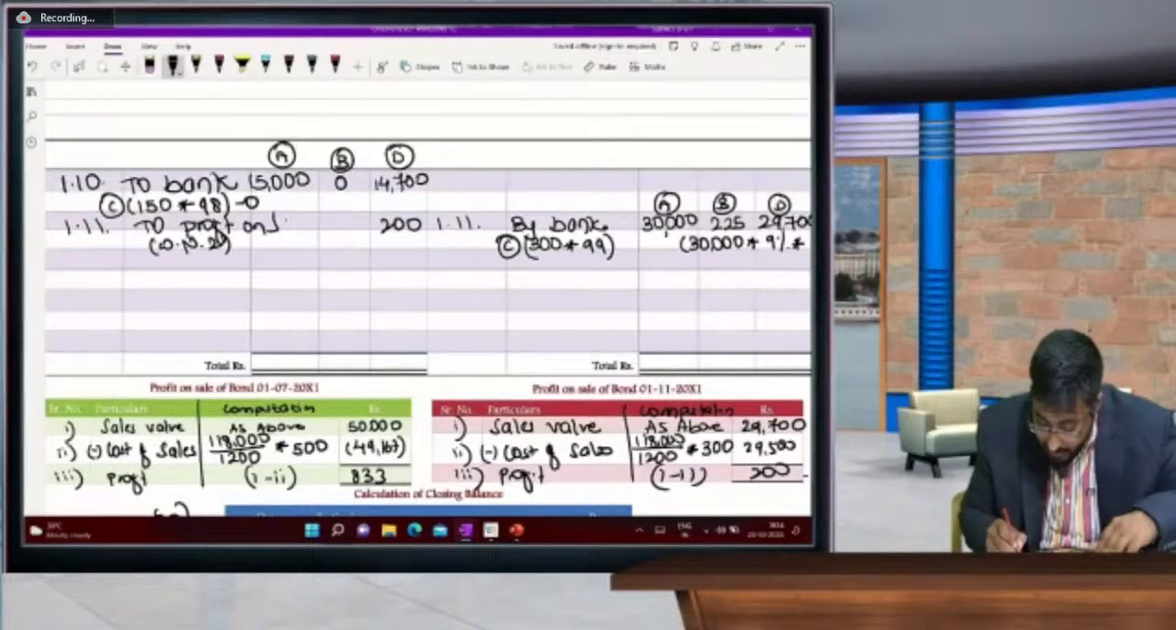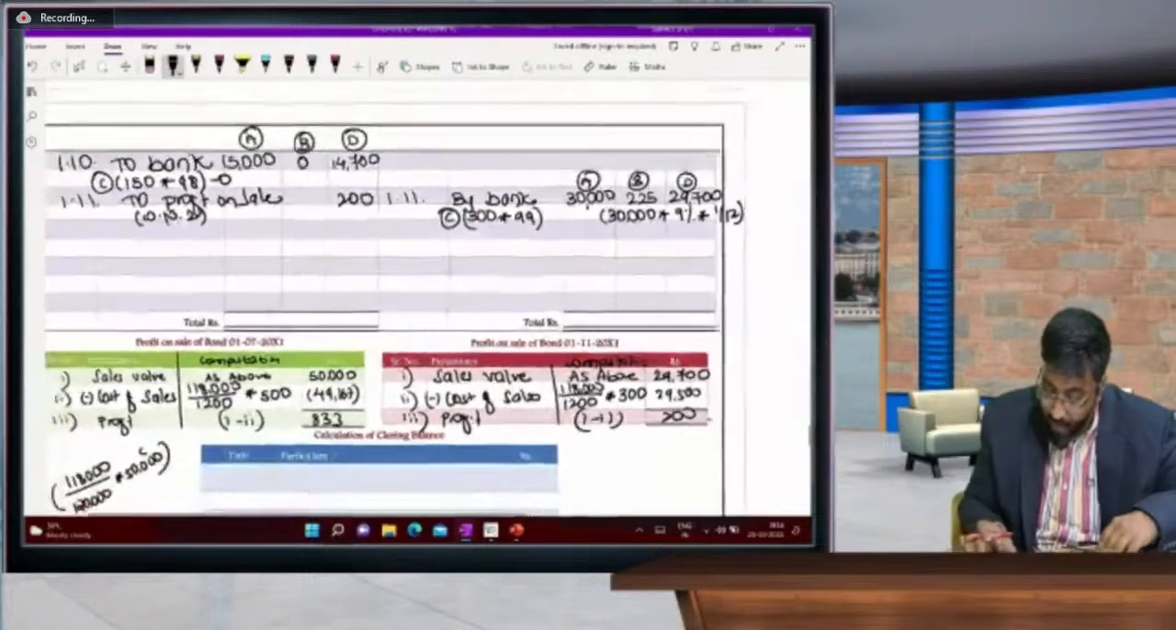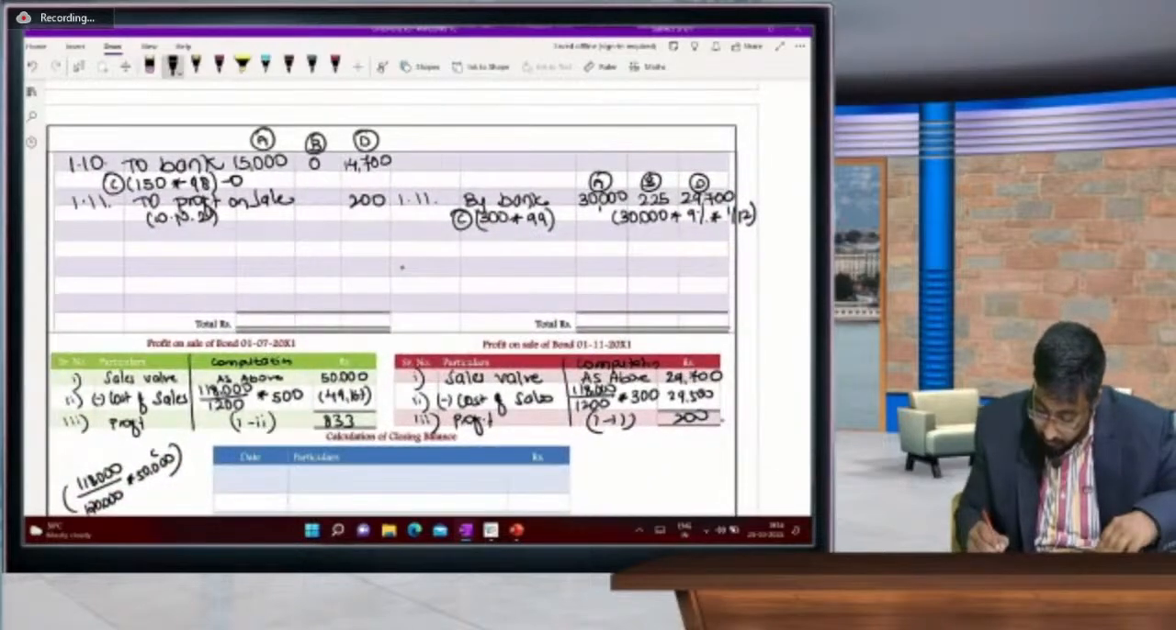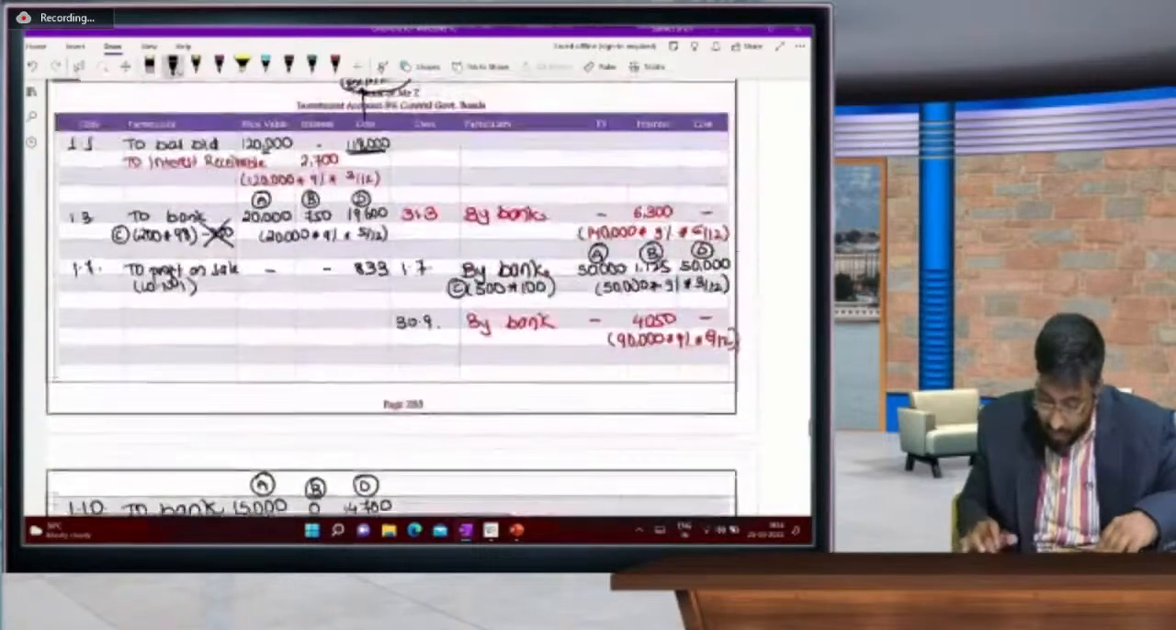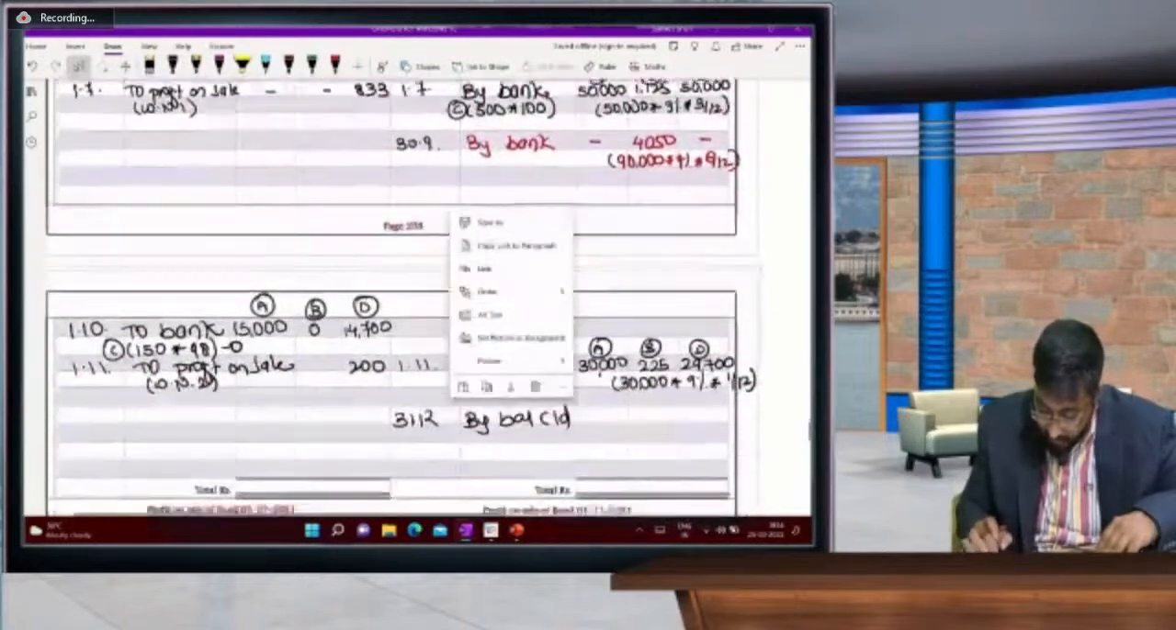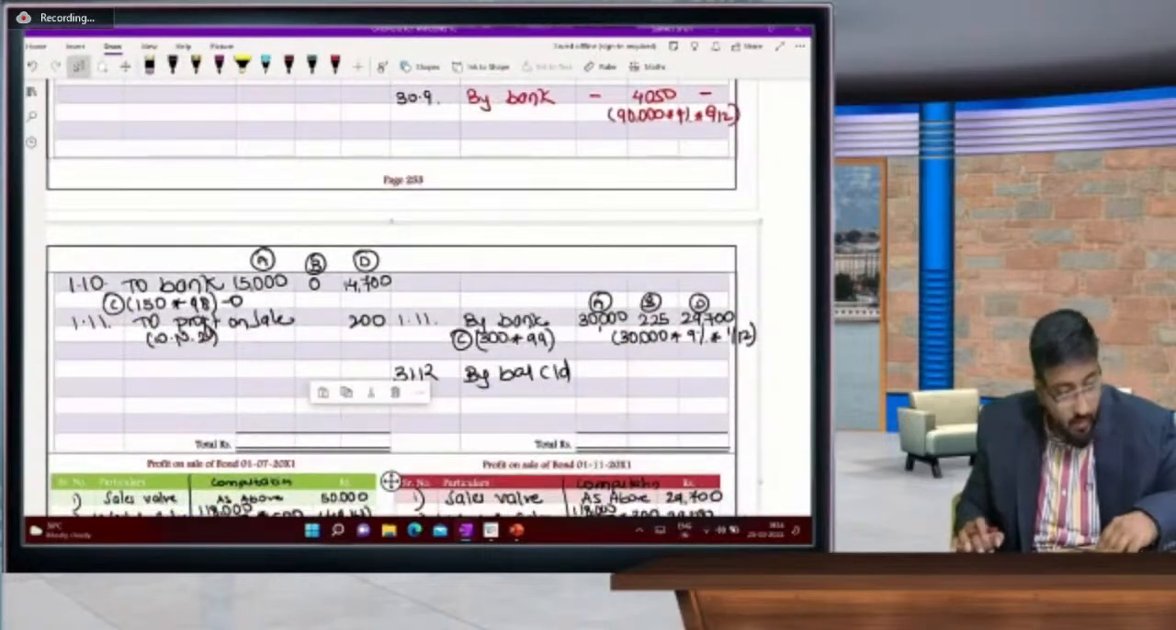Profit on sale. And now last one, 31st December. Buy balance carried down. Now last one, 120 plus 20 plus 15. So 120 plus 20 plus 15.